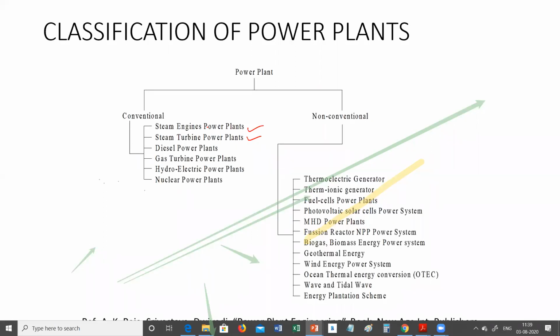Okay, then there is a diesel power plant. Okay, for diesel what will be required? Obviously we require diesel. After that the gas turbine power plants. Here we will require high pressurized gas.